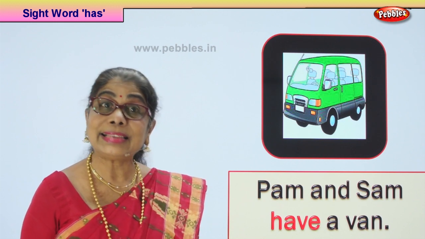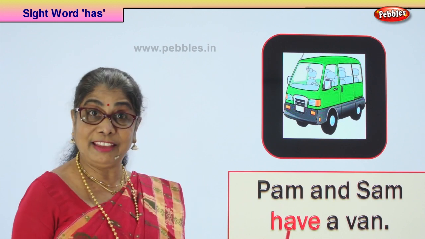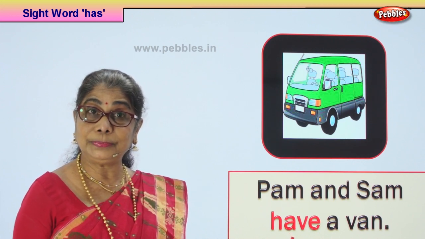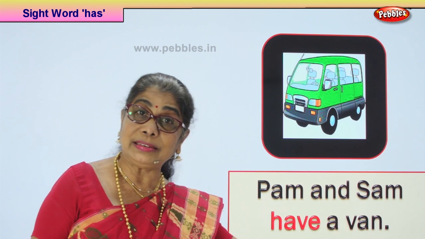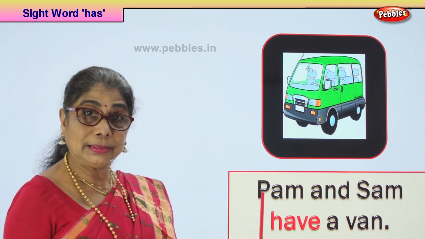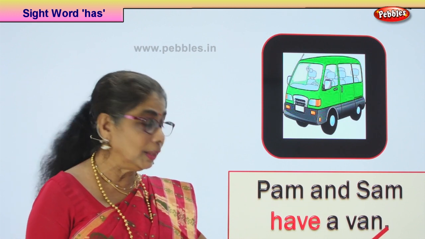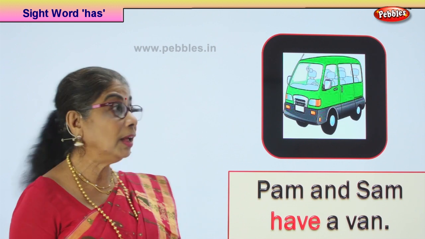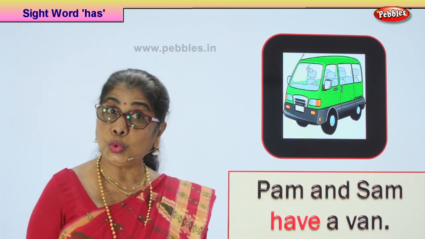Now, here we have a sentence using the sight word have. The sight word is given in a different color, red color. Now, we have a whole sentence here. It begins with a capital letter and ends with a full stop. Shall we read and find out this van belongs to who?